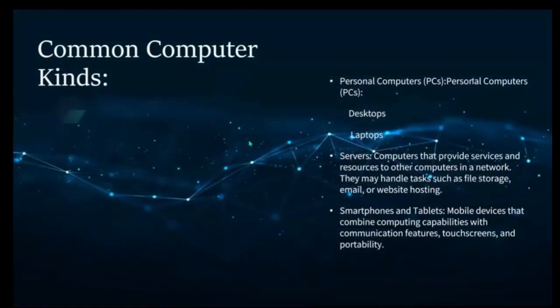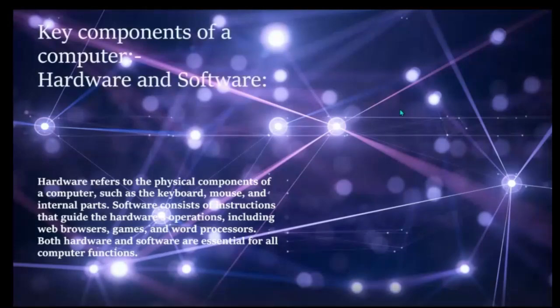There are various types of computers today, including personal computers for desktop and laptops, servers for larger organizational needs, and even smartphones and tablets. Computers consist of two main components: hardware and software. Hardware includes physical, touchable parts like keyboards and internal components, such as the motherboard and CPU.